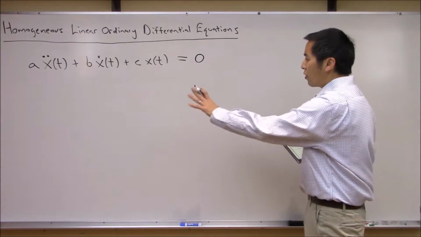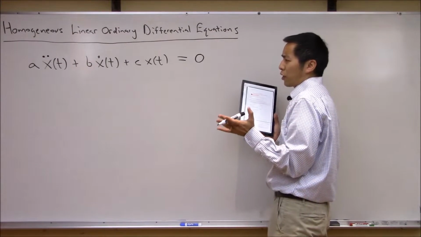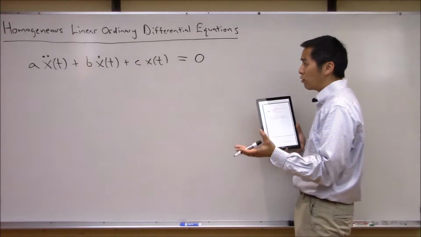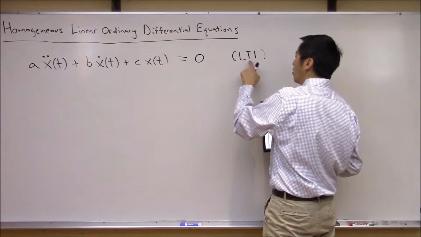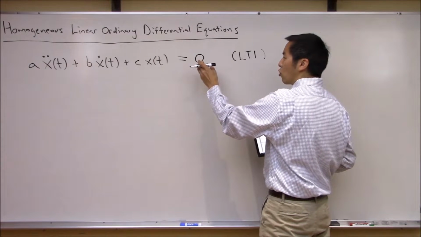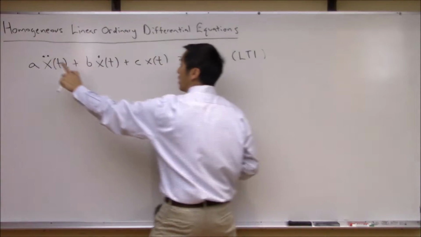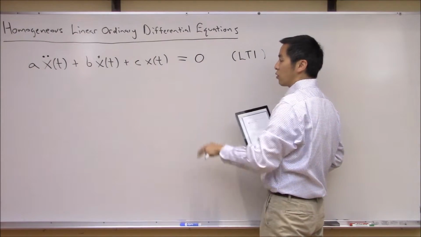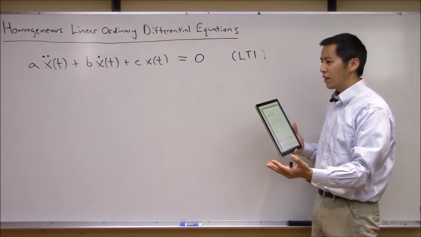Sometimes, for the control systems people, you may hear this referred to as a linear time invariant system or an LTI system. LTI typically implies that sometimes you might have an input on this side, where it would be non-zero, and that's what we're going to talk about next week when we get into the non-homogeneous portion. But for now, homogeneous means it's equal to 0. So there's no external excitation, no external inputs to this system.